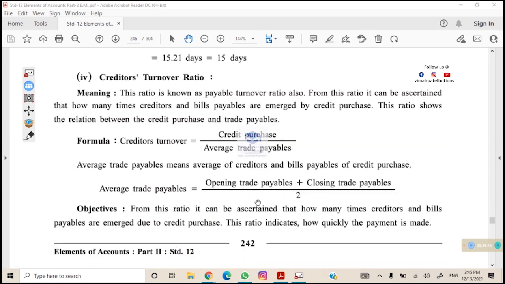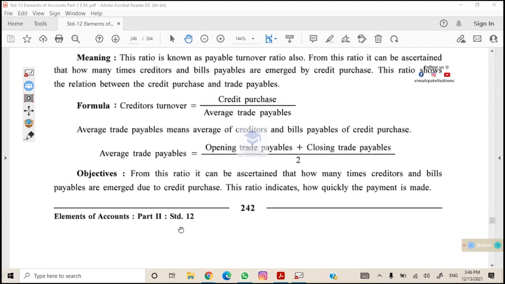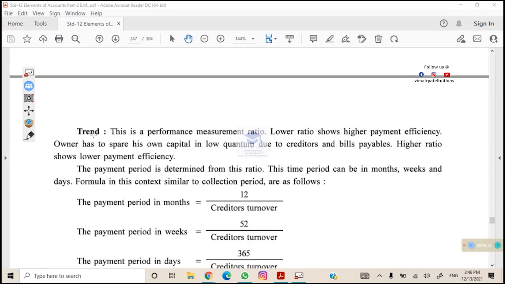From these ratios it can be known how many times creditors and bills payable are created due to credit purchase, or in how many days we will have to make payment. What is the period of credit allowed by creditors or supplier to us, or whenever we are buying goods on credit, in how much time or in how many days we will have to make payment. This is a performance ratio. Lower ratio shows higher payment efficiency, means you are paying very speedily.